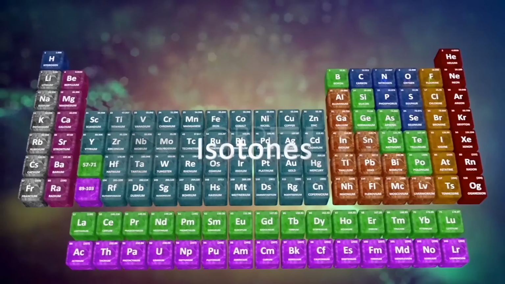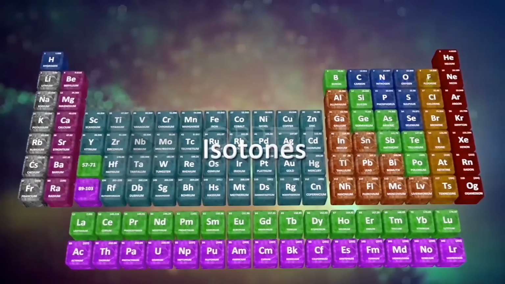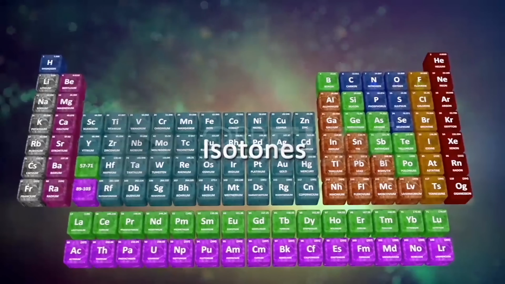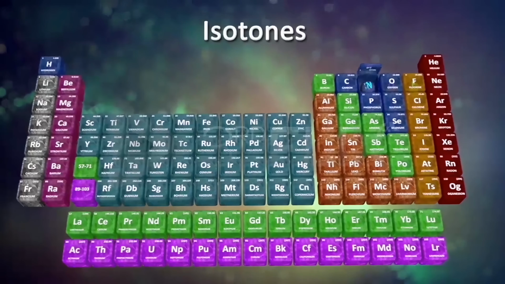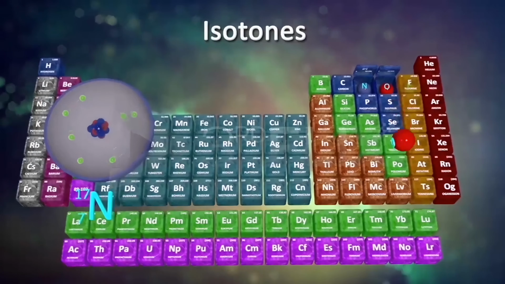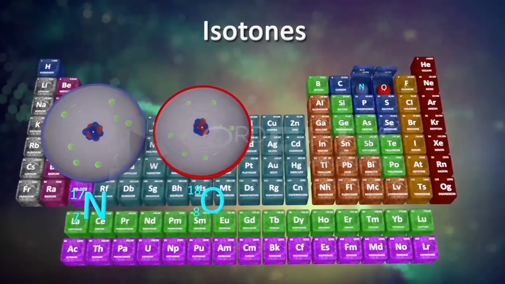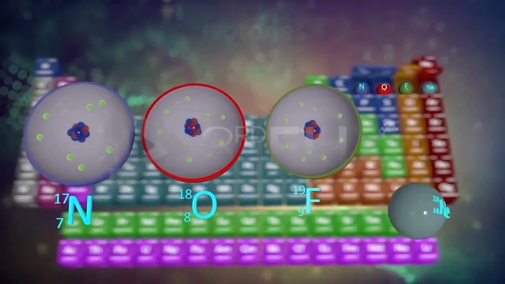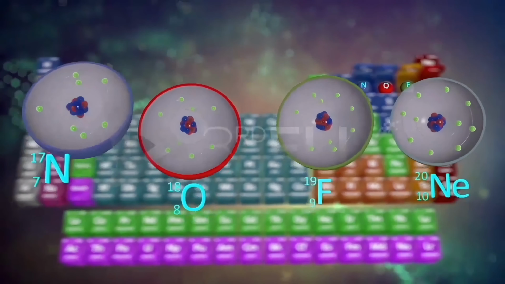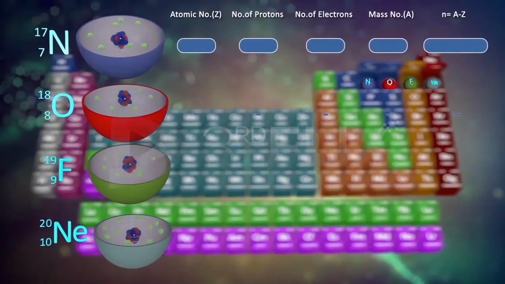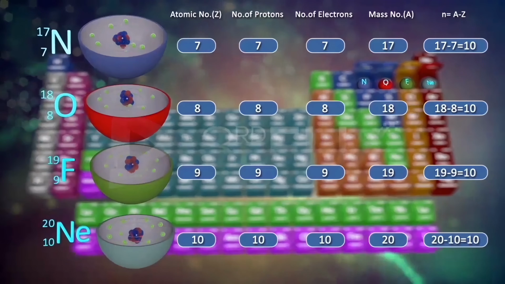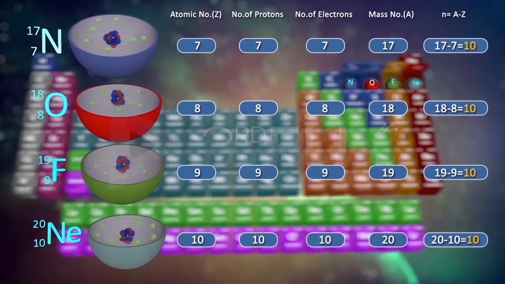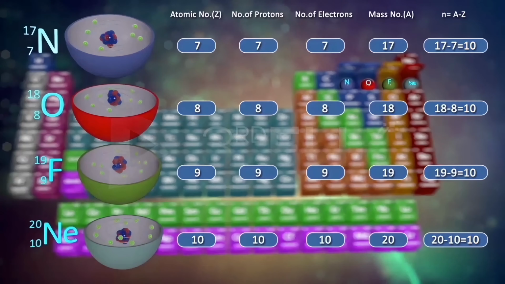Isotones. Observe the number of electrons, protons and neutrons present in nitrogen-17 (atomic number 7), oxygen-18 (8), fluorine-19 (9) and neon-20 (10). Each of these species differs in the number of protons and electrons, but contains the same number of neutrons. Such species are called isotones.